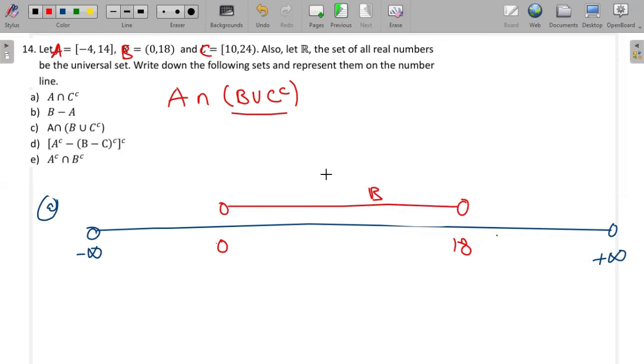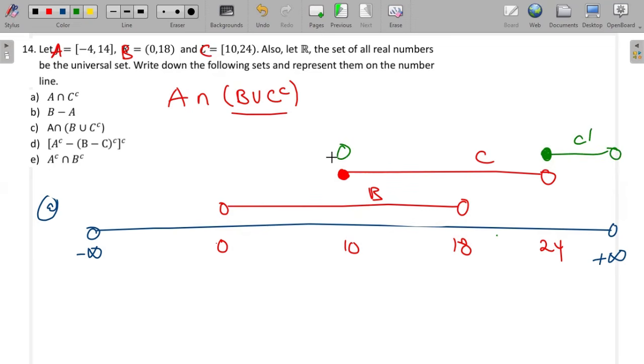For C, here we want the C complement. So we first plot the C. C is from 10 to 24, and the 10 is included, the 24 is not. So this is my C. Now we have to find the complement. When you come at 24, the 24 will be in the complement. That's the C complement, first part. The 10 won't be in the complement. That's the C complement, second part.